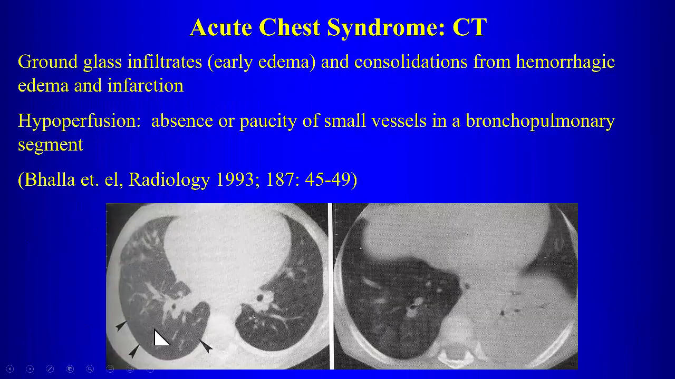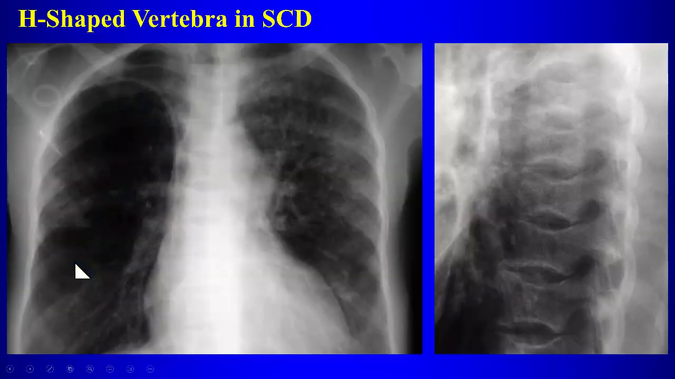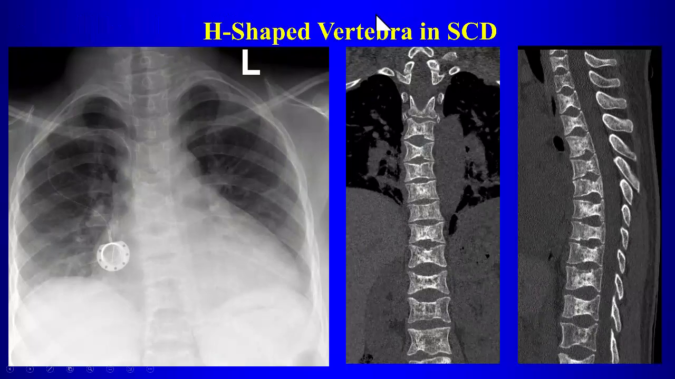And ground glass opacities here, hypoperfusion, we might see that as a result of the sickling. Some hypoperfusion there within the lungs also. There's a pneumonia in this case. And then, very characteristic of sickle cell, the H-shaped vertebra from the avascular necrosis of the end plates. And here that is on CT. H-shaped vertebra.